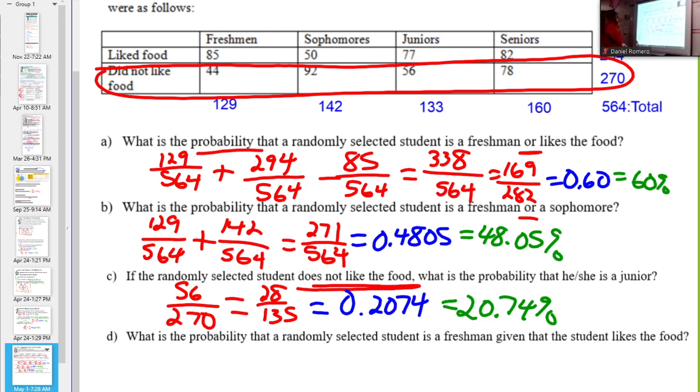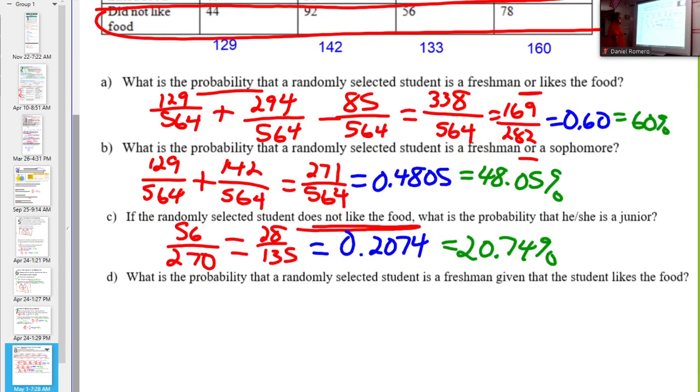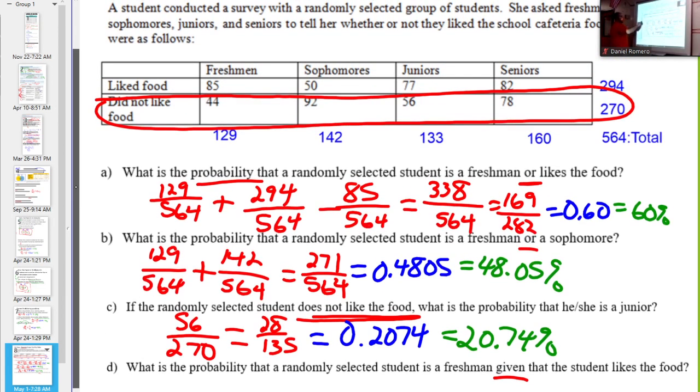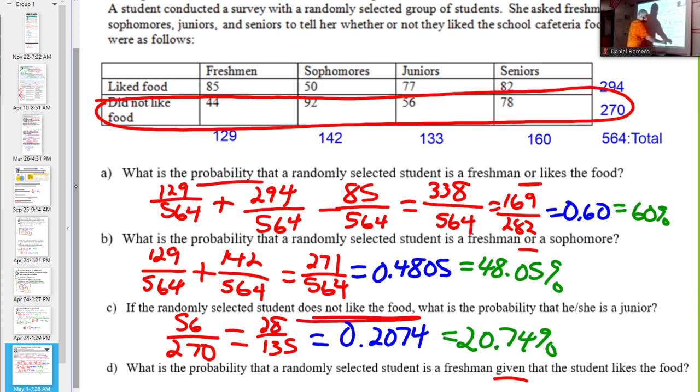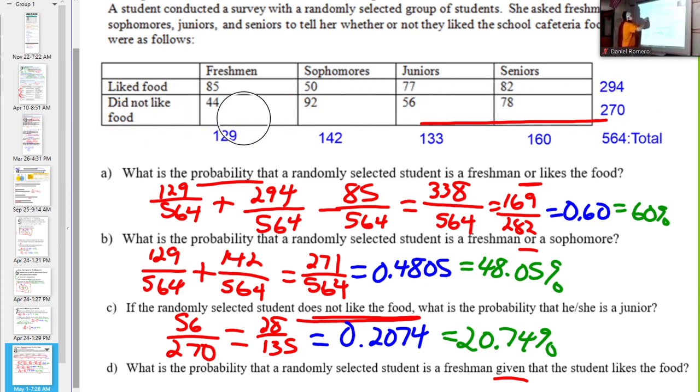What is the probability that a randomly selected student is a freshman given that they like food? This word "given" means that we are accepting that something has to be true already. That is going to be the entire sample space: that they like food. So what's my sample space here? This is visible on the table, right?